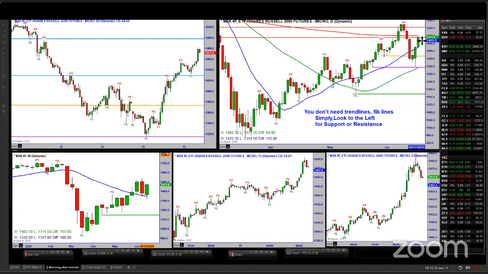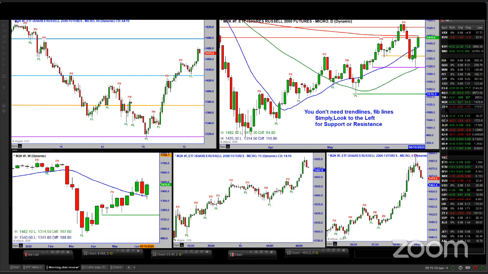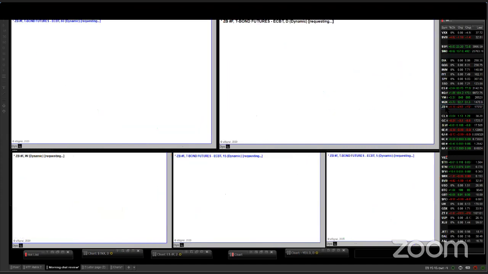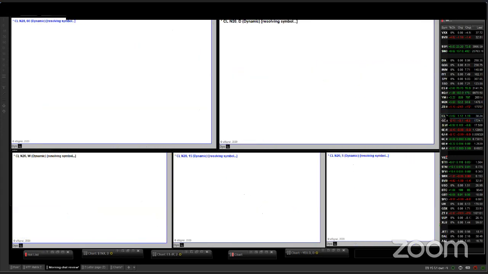Same story, Russell coming back up. Now it's into the 200. It does have some actual price resistance there, but the same wide range bar. Bonds coming back down. We knew they were coming into a sell zone area yesterday, so now they've rolled over.